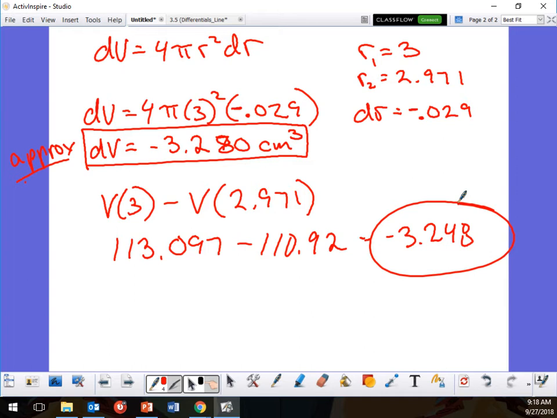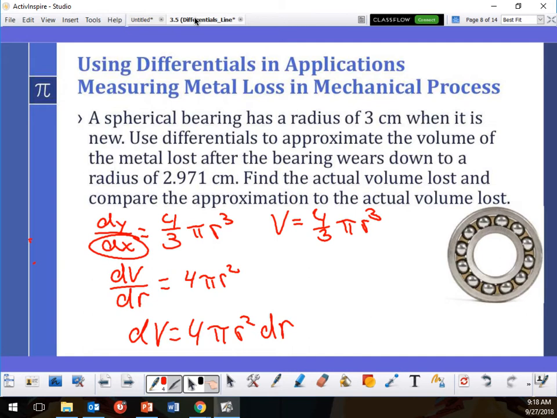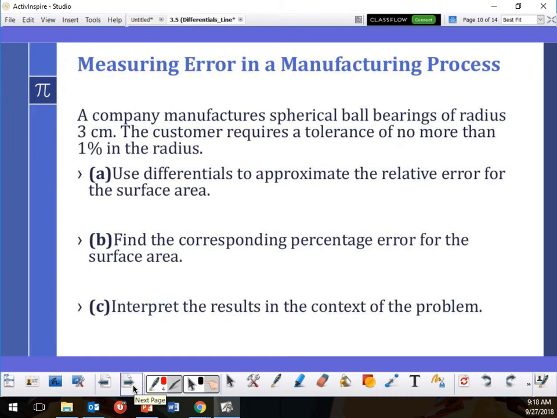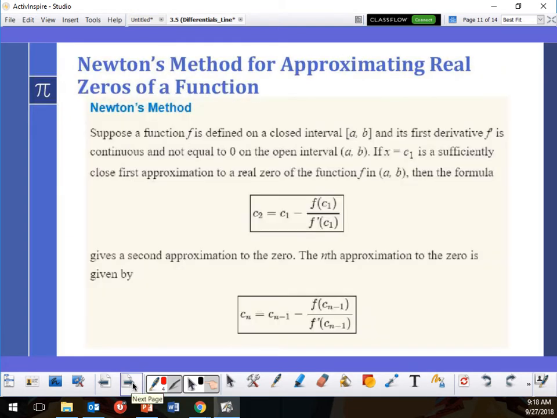Does that make sense? Hopefully. Okay. All right. Okay, Newton's method.